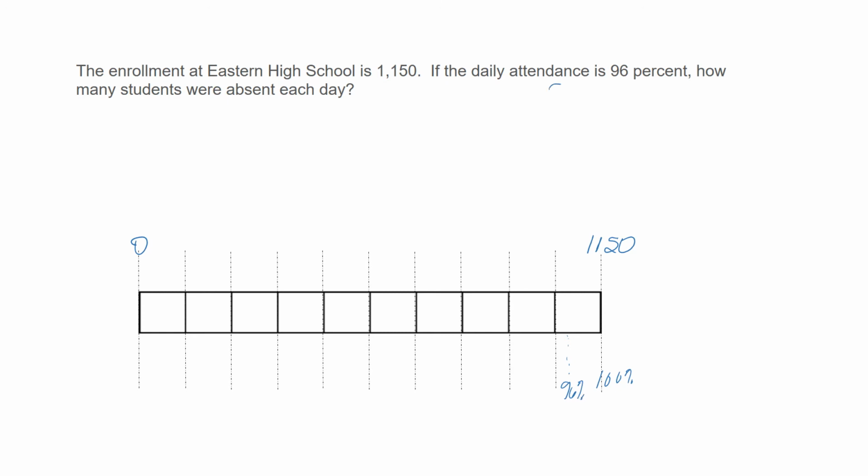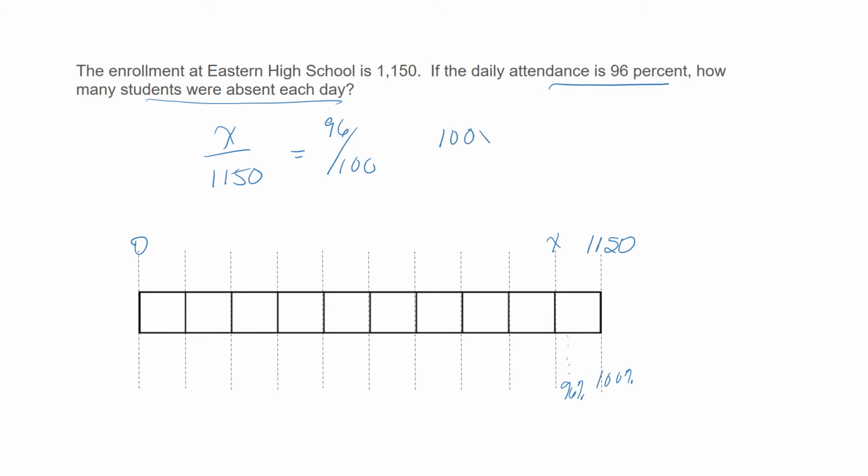96% is how many people are there. But the question asks me how many students were absent. So I could do this a couple of ways. I could first find out how many were there, which is going to be represented by X. So X out of 1,150 is equal to 96 out of 100.